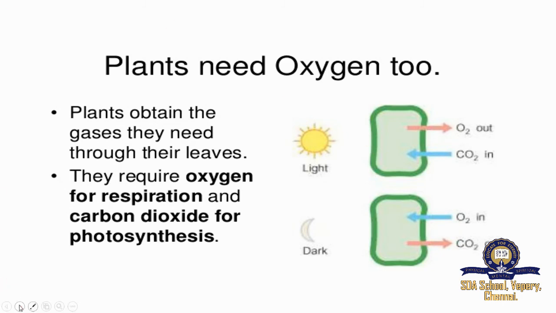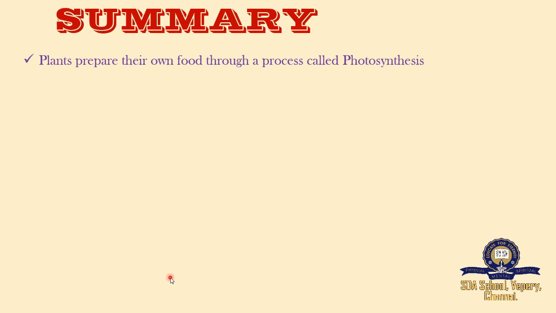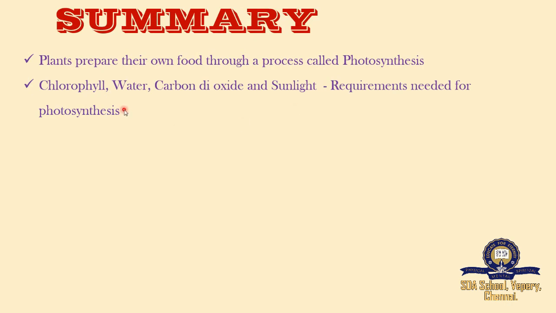So that's it for today's class, my dear students. So let us summarize what we learned in today's class. First, plants prepare their own food through the process called photosynthesis. And what are the requirements needed for photosynthesis? We saw four requirements. What are they? Chlorophyll, water, carbon dioxide, and sunlight.